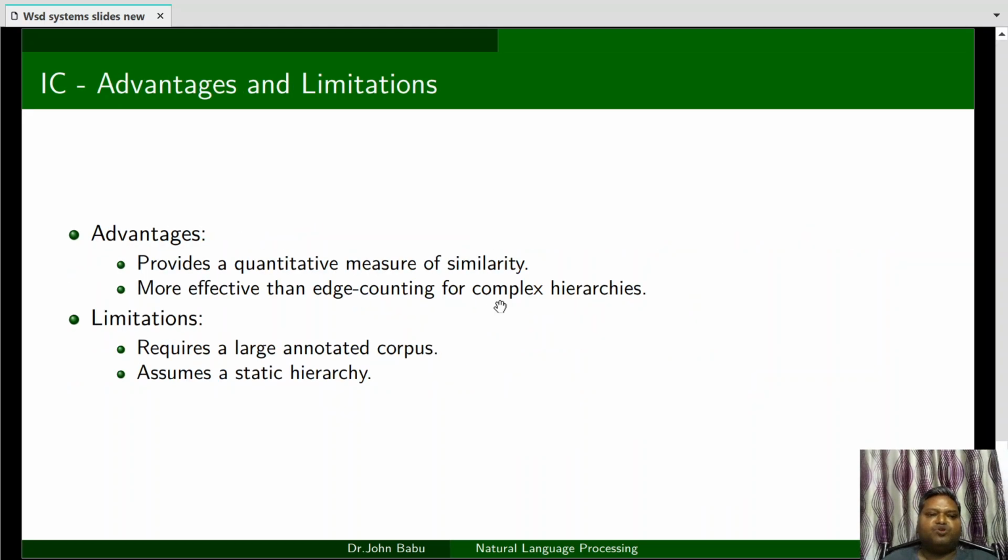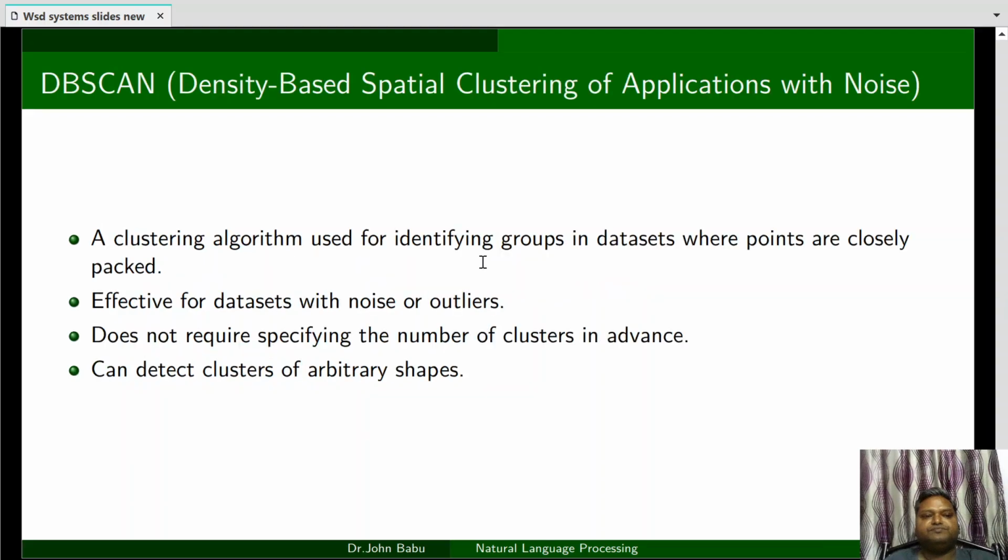The advantage of the information content measure is that it provides a quantitative measure. It is not subjective. It is quantitative, and it is more effective than edge counting, because in edge counting all the edges are given the same weightage. But here the limitations are we require a large annotated corpus and we assume a static hierarchy, but the hierarchy will be changing.